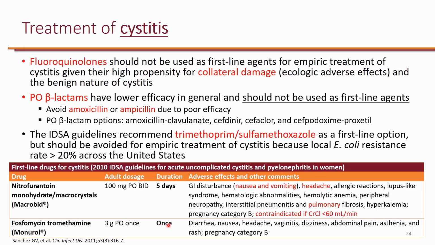So it's just one dose and you're done with treatment. So that's very convenient. And nitrofurantoin, you have to treat for 5 days. So this is exactly why you do not need to get cultures for cystitis, because it typically takes at least 3 days to get the culture results back. So if you gave the patient fosfomycin, you're done with treatment. So what are you going to do with the culture?